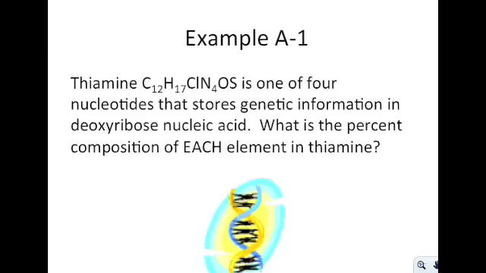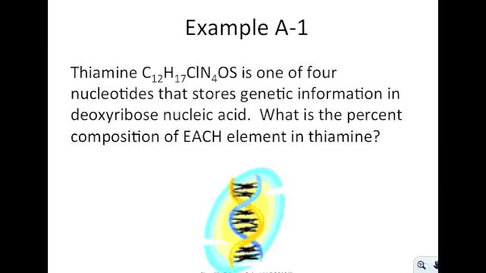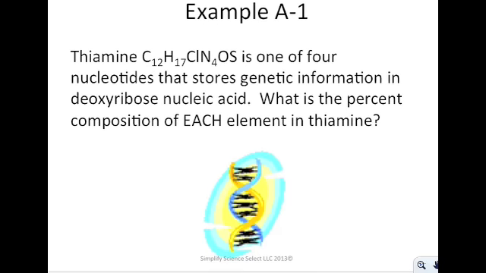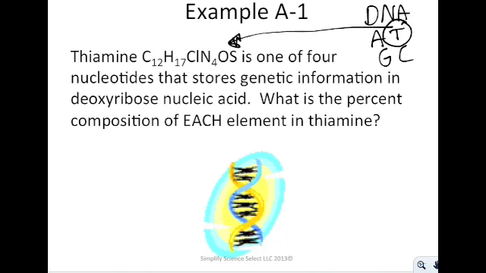So let's give you an example, and this is a pretty tough example. It's got kind of a lot going on. It says thiamine, C12H17ClN4OS, is one of 4 nucleotides that stores genetic information in deoxyribonucleic acid. So you knew it as DNA last year, and you said that there was A, T, G, and C. And that's true. This is the T, and the T is represented by this formula right here.